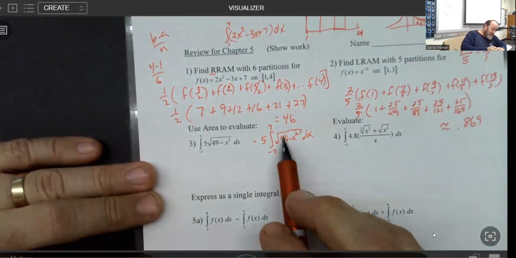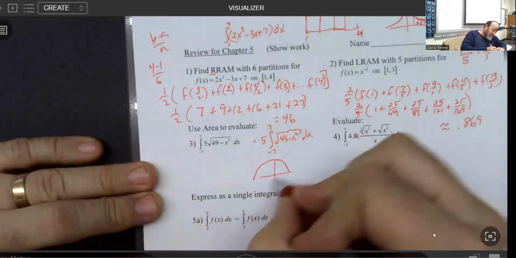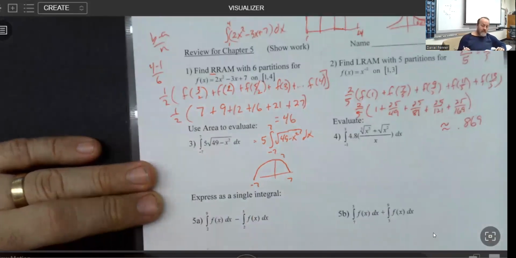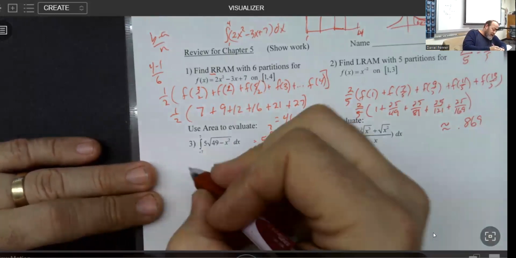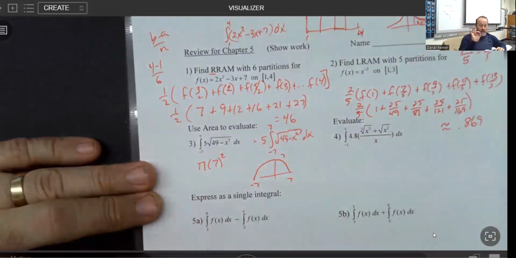This right here is the equation of a semicircle that started at -7 and went to +7. So we should be pretty aware that the area of a circle is pi r squared. We are not going to do full-blown calculus on this problem. We are going to use our basic geometry. So if we had pi r squared, that would be the area of the entire circle, but we're only looking for half of that circle.